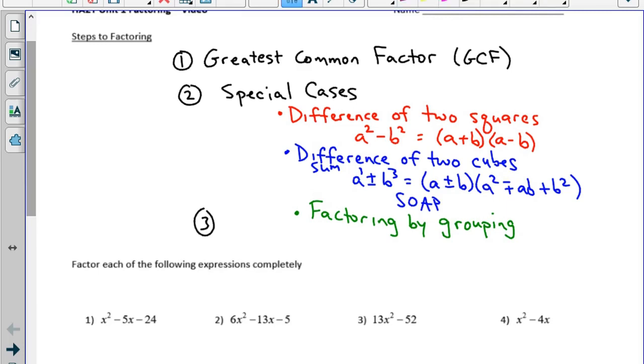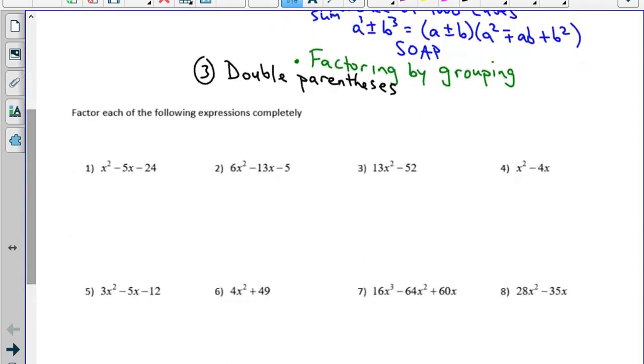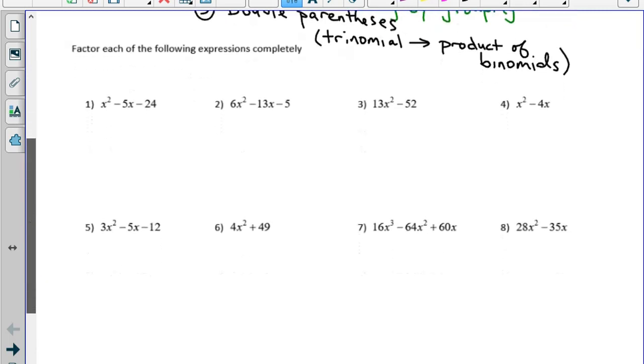And then the final thing is what I like to call double parentheses. And the double parentheses is something that we constantly are looking for when we are factoring trinomials. So what this ends up being is when you take a trinomial and factor it into a product of binomials. So a trinomial has 3 terms, binomials have 2 terms. That's something that we will do a lot. Okay, let's take a look at these problems.